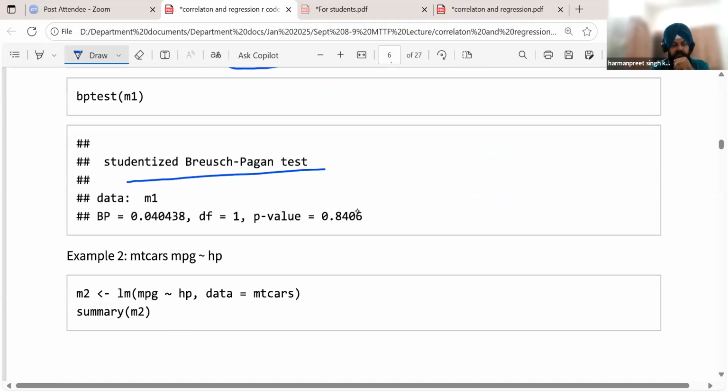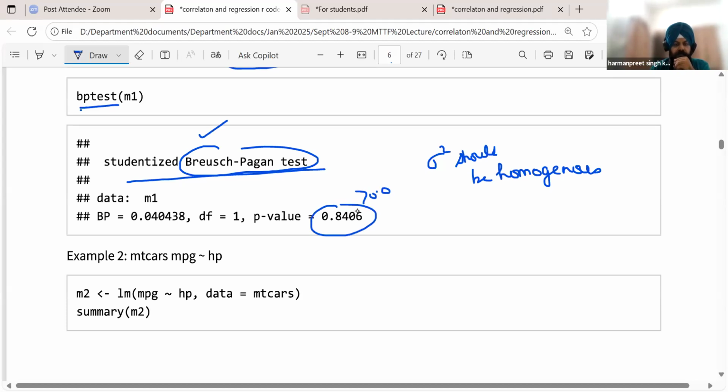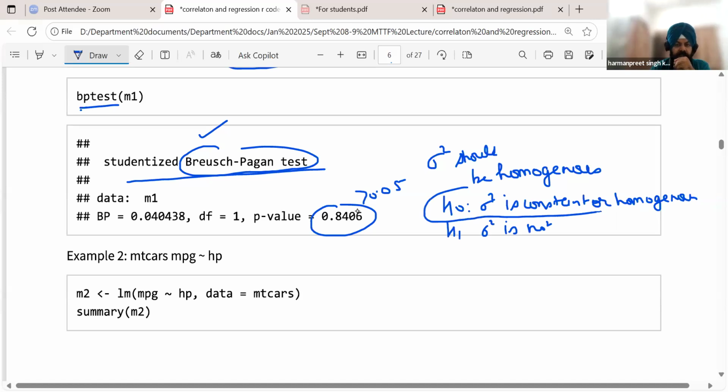Again, there is another assumption, that sigma square should be homogeneous. To test this assumption, we have the Breusch-Pagan test, and the syntax is bptest. When I execute this test, I get a p-value greater than 0.05. Here our null hypothesis is that sigma square is constant or homogeneous, and the alternative is that sigma square is not constant or not homogeneous. So here our assumption is satisfied because the p-value is greater than 0.05. So this assumption is also satisfied.